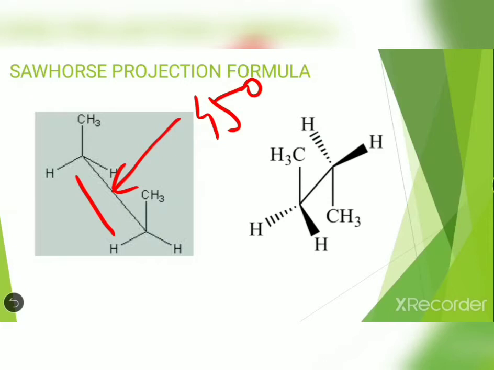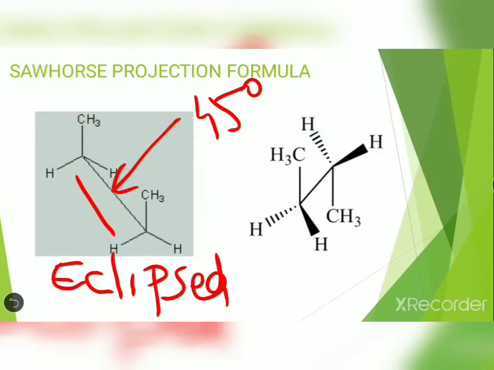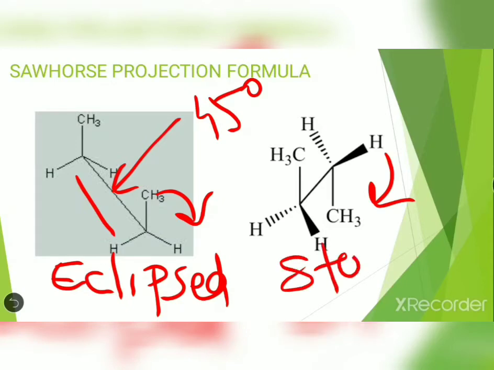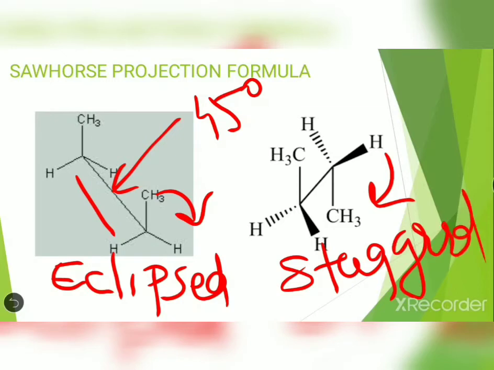This is the eclipsed conformation. But if we rotate one of the carbon atoms by 60 degrees, its conformation changes from eclipsed to staggered, as in the Newman projection.